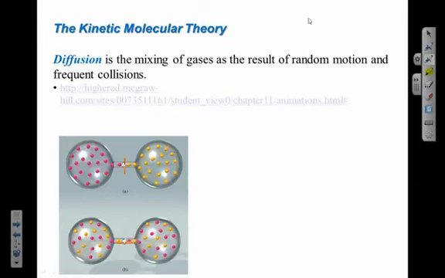So what this picture is showing is I've got one gas in one container, another gas in another block. When I turn that, it opens, then the gases diffuse into one another. It's the result of the random motion.